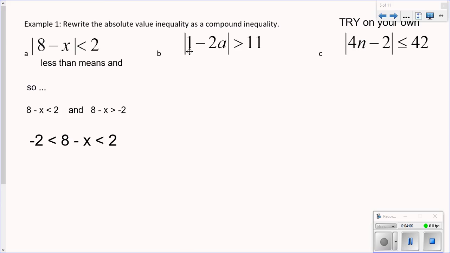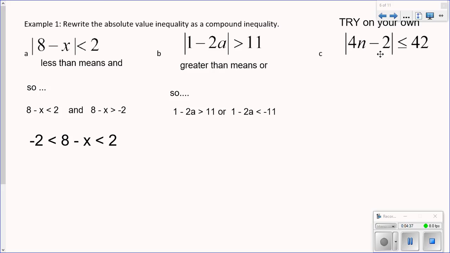Now this is the absolute value of 1 minus 2a is greater than 11. Greater means that you're doing an or statement, so you split it. One of them is just 1 minus 2a is greater than 11. The other one, you turn it around and flip this sign, so it's 1 minus 2a is less than negative 11. We can't smush it together, so we just leave it as is. Those are the two inequalities we'd solve.